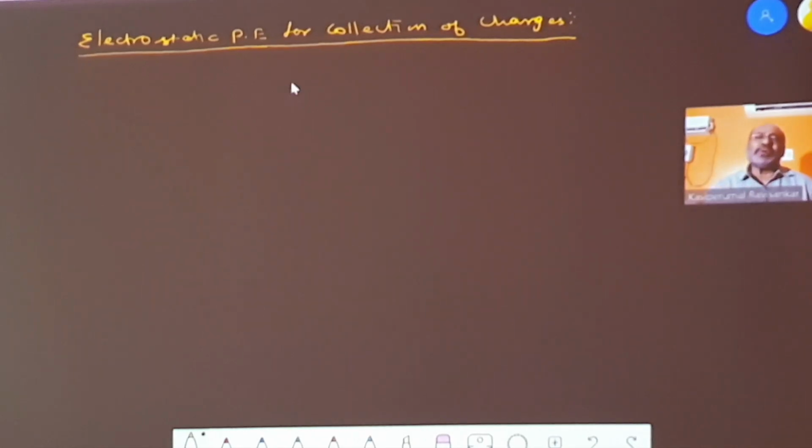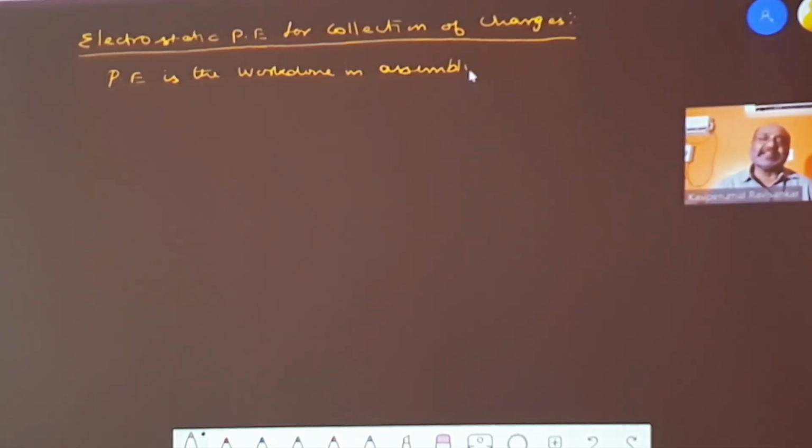So, in order to calculate the potential energy for the collection of electrical charges, generally how can you define this? We can state that potential energy is the work done in assembling the charges. The charges can be assembled inside an electrical field between any two points. That in general we are stating that potential energy is the work done in assembling the charges. Okay, how can you get it?